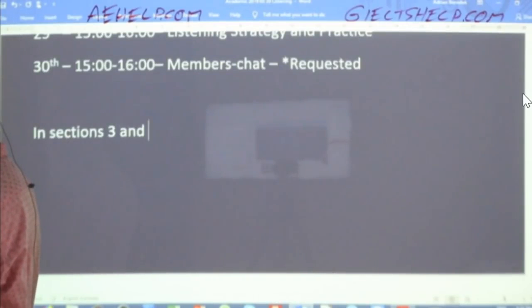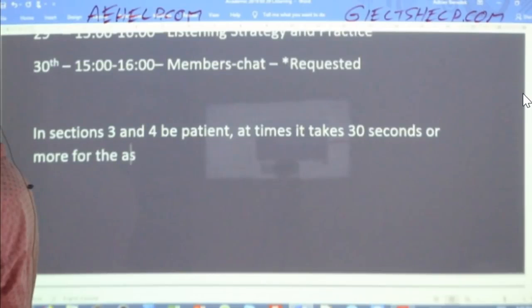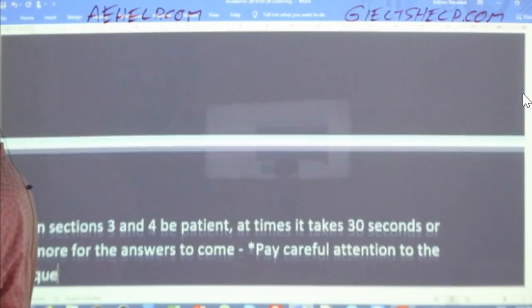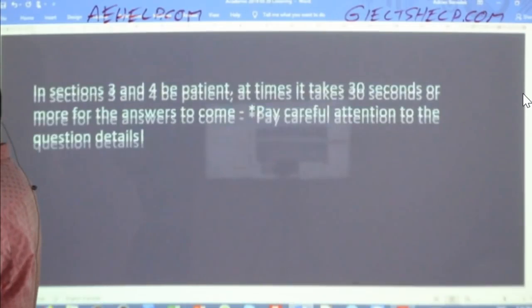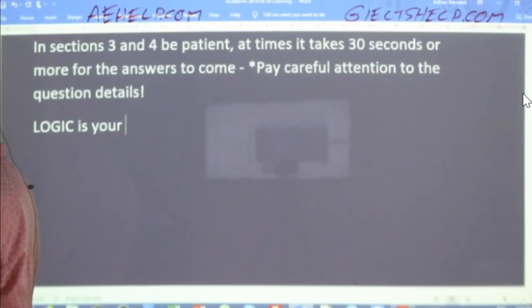3 and 4, be patient. At times, it takes 30 seconds or more for the answers to come. Okay? And then synonymously with that, pay careful attention to the question details. Okay? And again, I keep reminding students that logic is your friend.